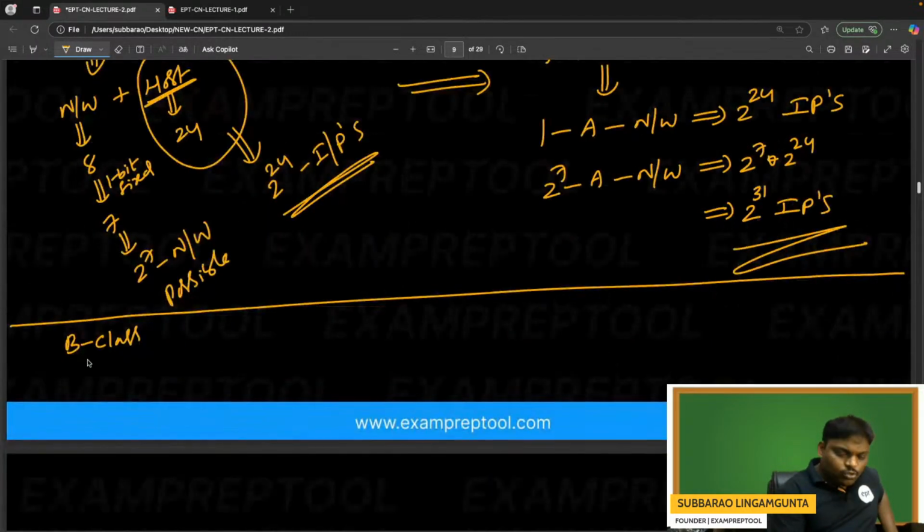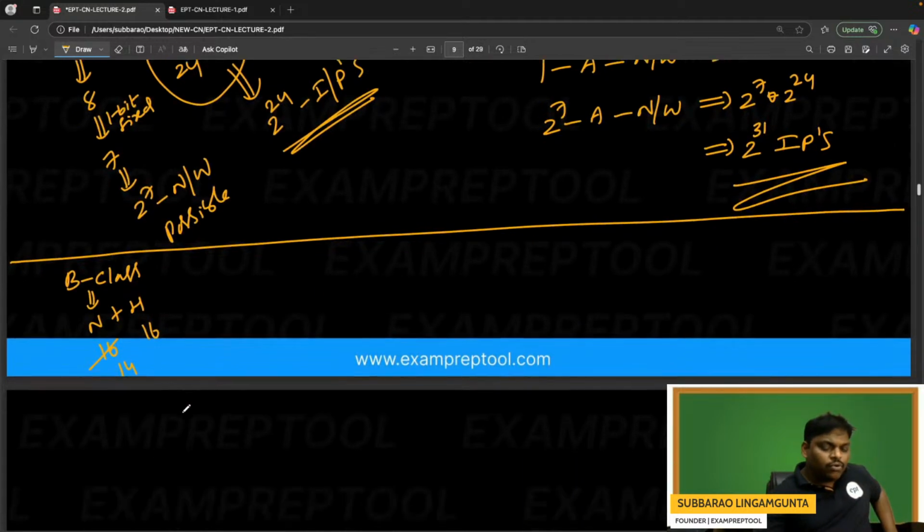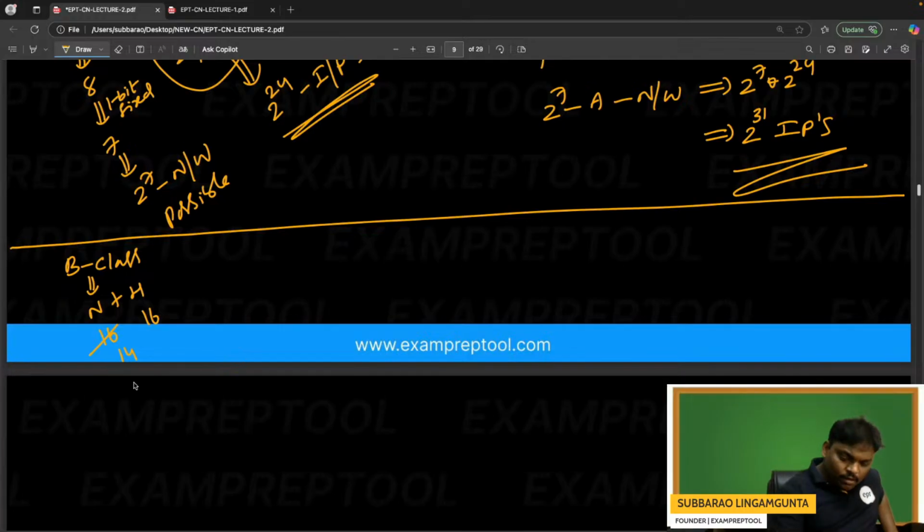Class B, if you observe clearly, I think it is 16 plus 16. Let me write: network plus host. Network is 16, host also 16. But remember, out of 16 network bits, 2 bits are fixed, so only 14. With only 14 bits, how many networks are possible? 2 power 14 networks possible. Now with the 16 host bits, how many IPs are possible? 2 power 16 IPs possible.